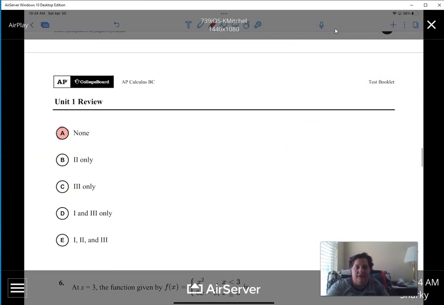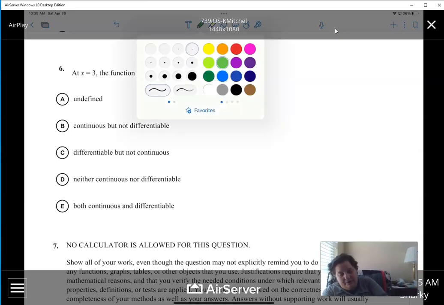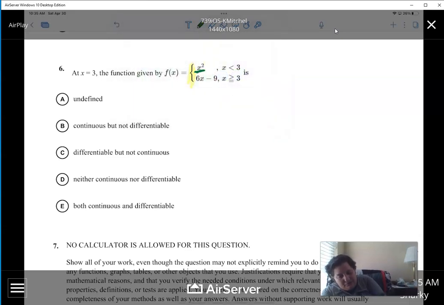All right, and let's look at number 6. Okay. Oh, these are fun. Okay, you guys, when you have a piecewise function, like this with two different things, we want to know if it's continuous and or differentiable, all right? The way we're going to check continuous is we're going to take the original equations. There we go. The original equations, we're going to plug in 3. If those are equal, they're continuous.